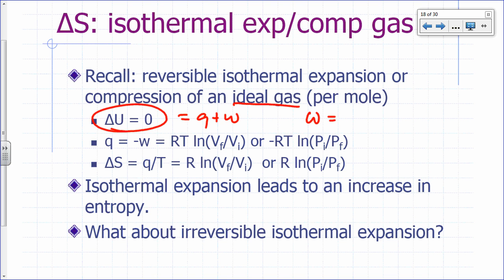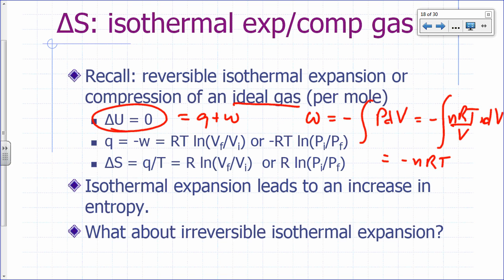And what was our W? Negative integral of P dV, right? So that's going to be negative integral of nRT over V dV. So you pull out your nR, and the T. So that's going to be negative nRT ln V2 over V1. So our Q, which is negative W, would be negative, negative, so that's a positive now: RT ln V final over V initial. This is per mole, so our n is 1. Okay?